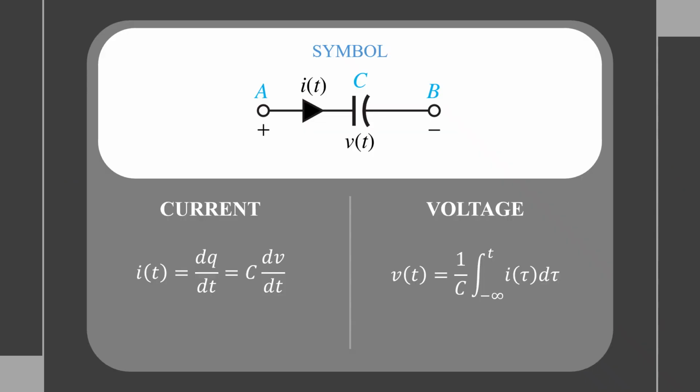The illustration here is the general circuit symbol for a capacitor, where the current entering one terminal of the capacitor is equal to the rate of buildup of charge on the plate attached to that terminal, which is equivalent to the capacitance multiplied by the rate of change of voltage across the capacitor. The voltage can be obtained by rearranging the formula for the current through a capacitor and then integrating both sides of the formula to obtain the voltage across the capacitor over a period of time.